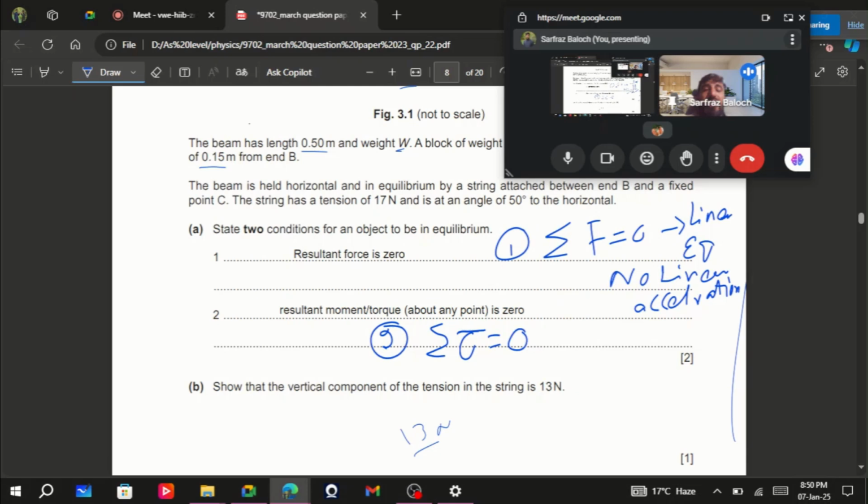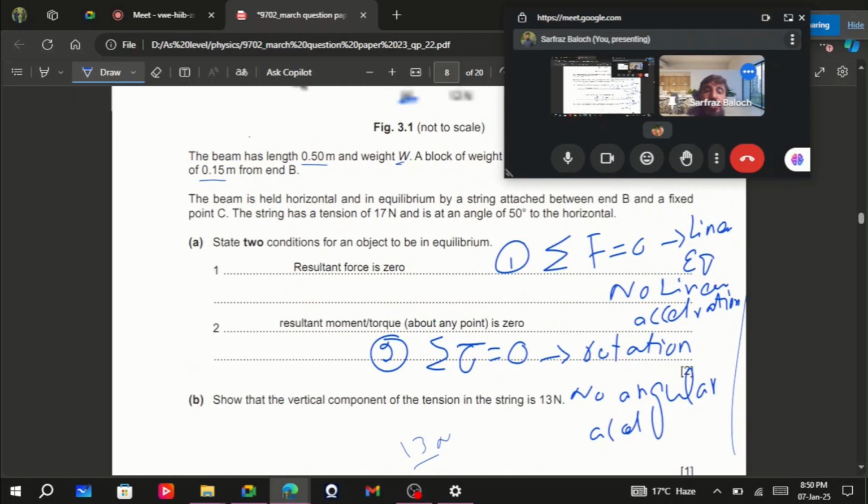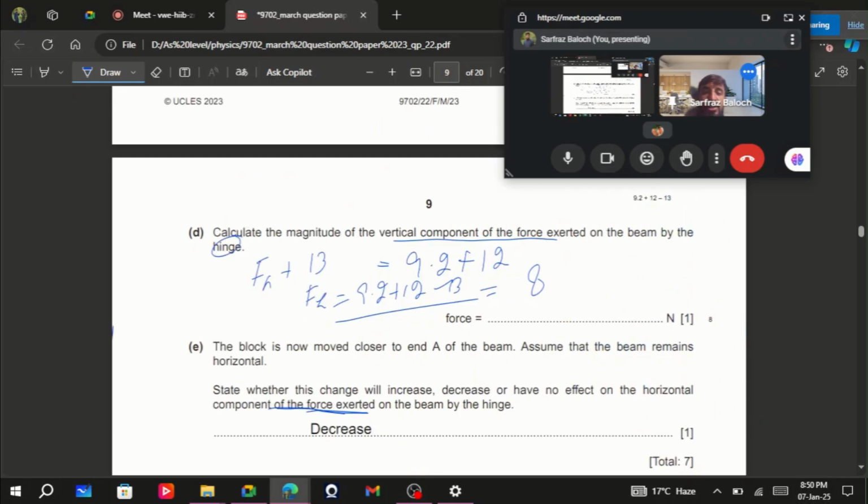When this is satisfied, then there is no angular acceleration. Meaning when this second one is satisfied, then no angular acceleration exists. For a body to be in complete equilibrium, these two conditions must be fulfilled. Okay, I see that downward moments are also equal to upward moments. Nothing new.